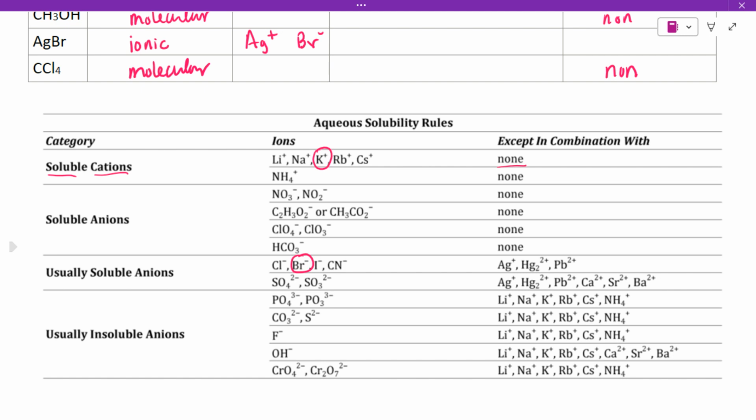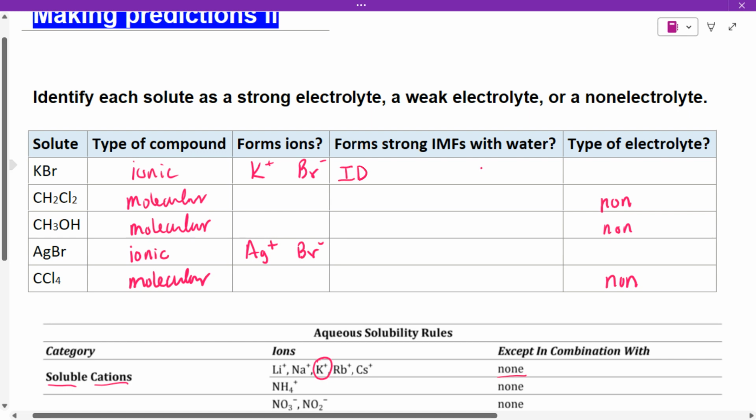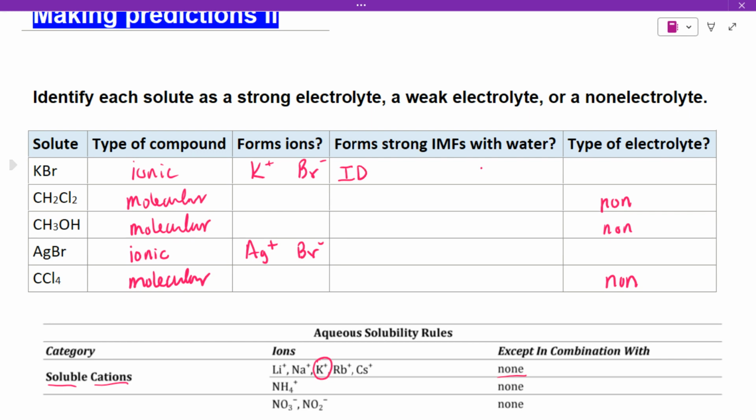So if we go back up to our table, because KBr is an ionic compound, it can definitely form ion dipole attractions with water, and it is going to be soluble in water based on solubility rules here, which means it's going to form many ions when it dissolves in solution. So this is going to be a strong electrolyte.